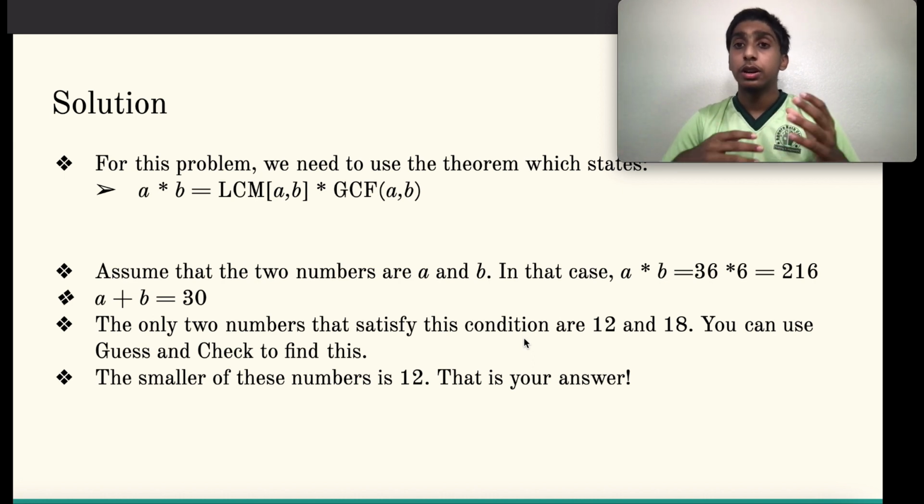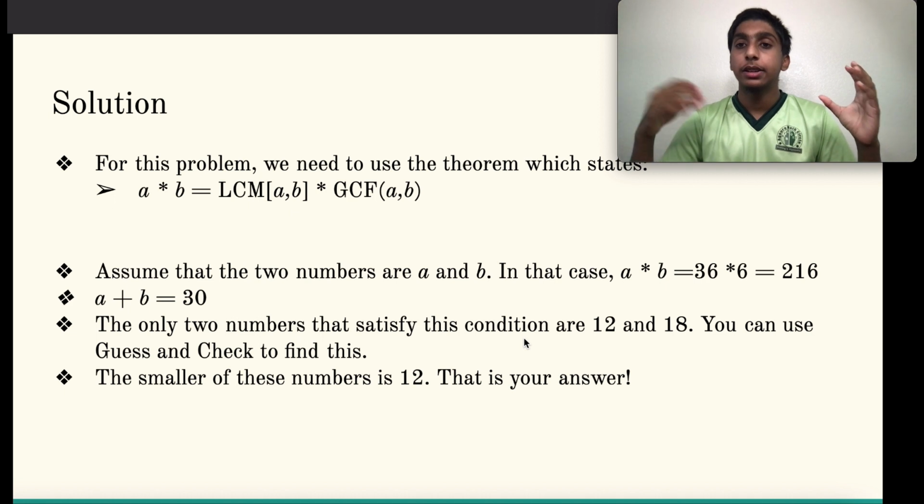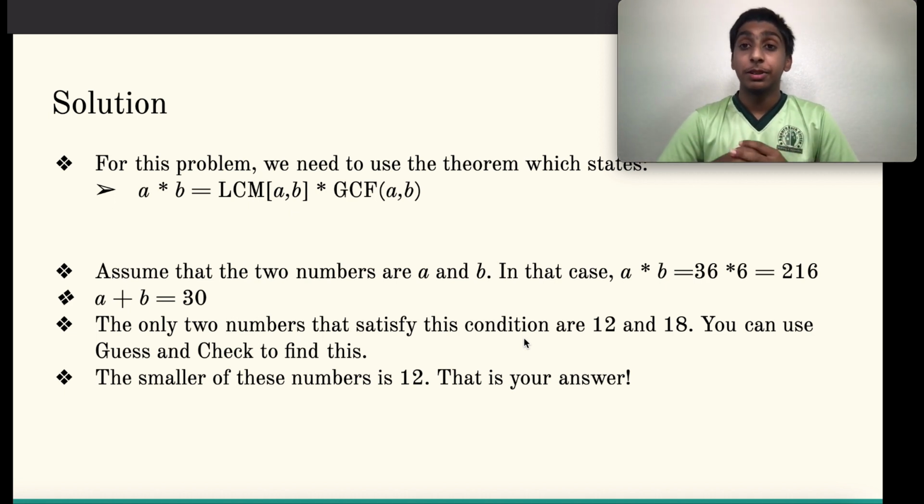The smaller number out of 12 and 18 is 12. So 12 is your answer for this problem. And again, the way we found that was we just used our relationship, and then we moved on from there, and we used guess and check to find the only numbers that fit in this solution region that we have. So the answer is 12.